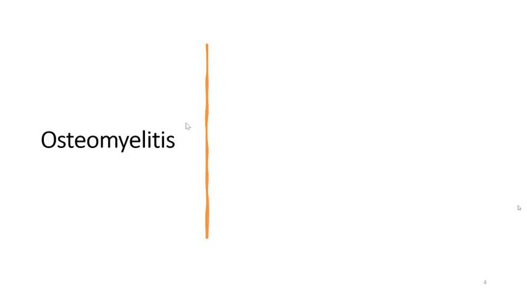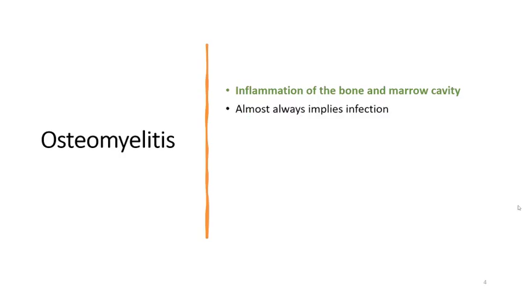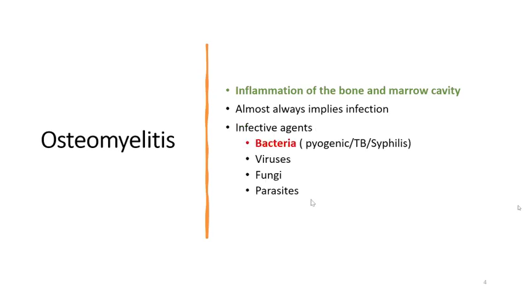Okay. So under osteomyelitis, it is the inflammation of bone and bone marrow cavity. It's not only the bone, it includes the bone marrow cavity inflammation as well. It almost always implies an infection, because you know that inflammation could be due to some other reasons as well. But when we are talking about osteomyelitis, it is almost always due to infection.